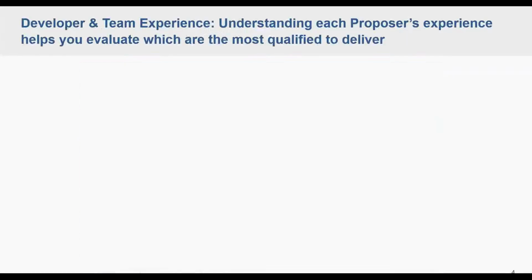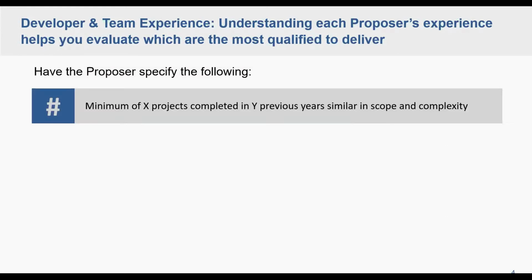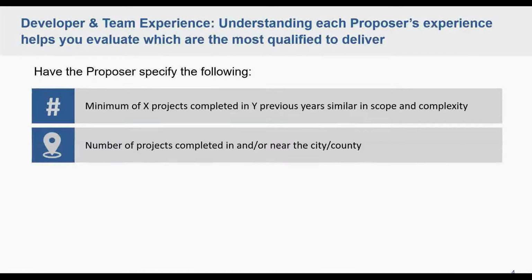So first, starting with the developer and team experience, understanding each proposer's experience helps you evaluate which are the most qualified to deliver. So knowing a couple things about that. So having the proposer specify the following. First, just the minimum number of projects they've completed in a specified number of previous years that are similar both in the scope and complexity of the projects that you're bidding on. The number of projects they've completed in or around the city or county.